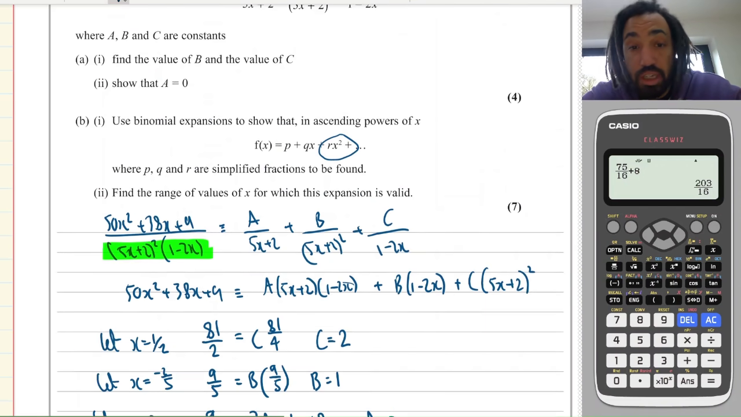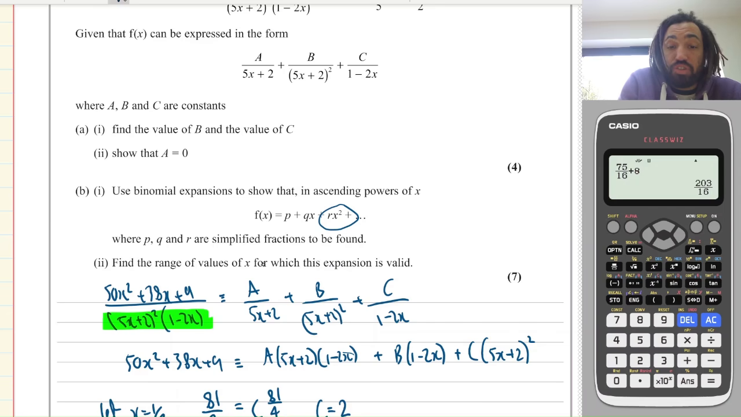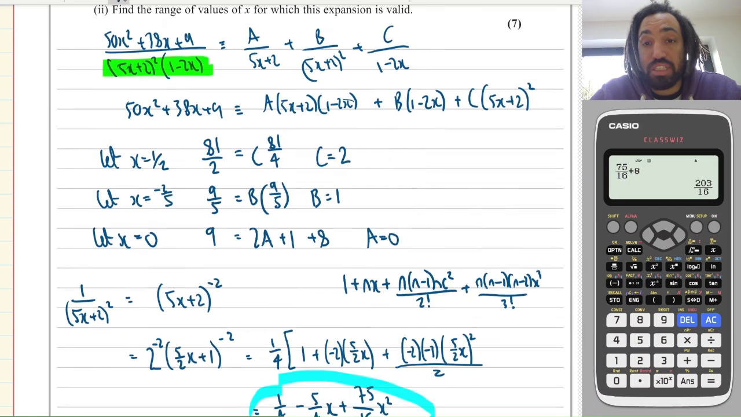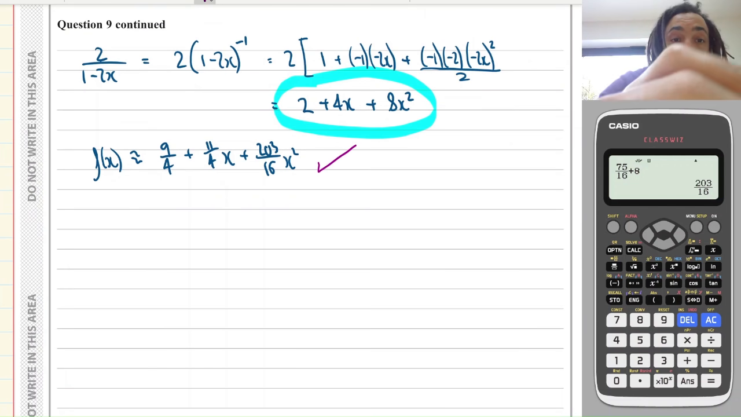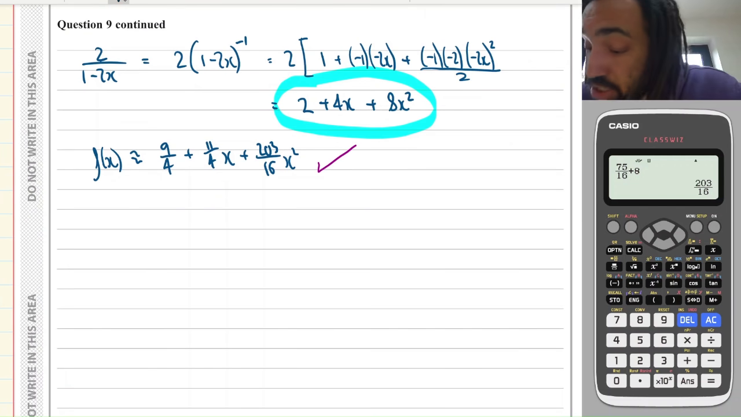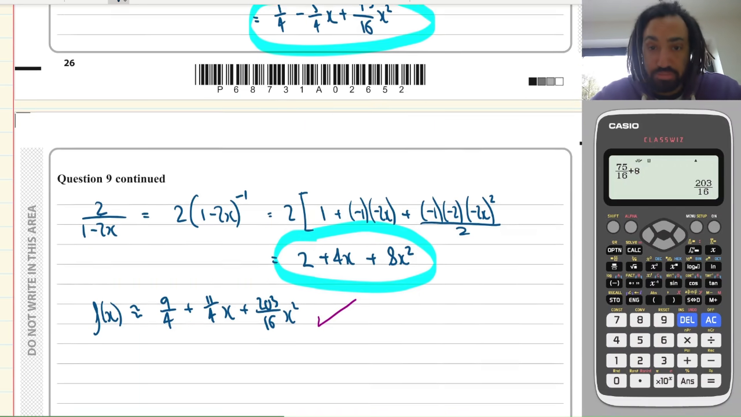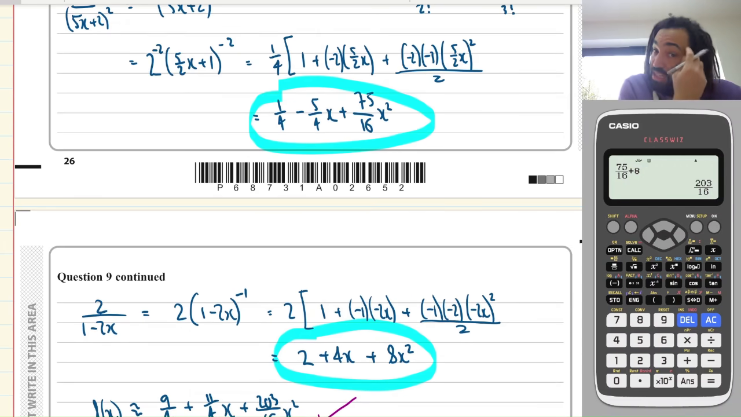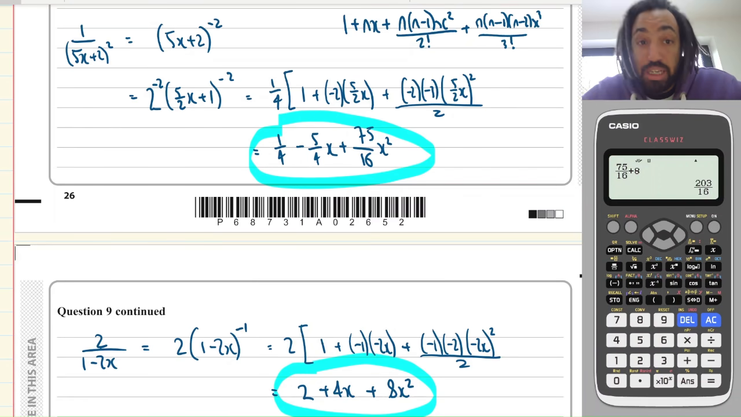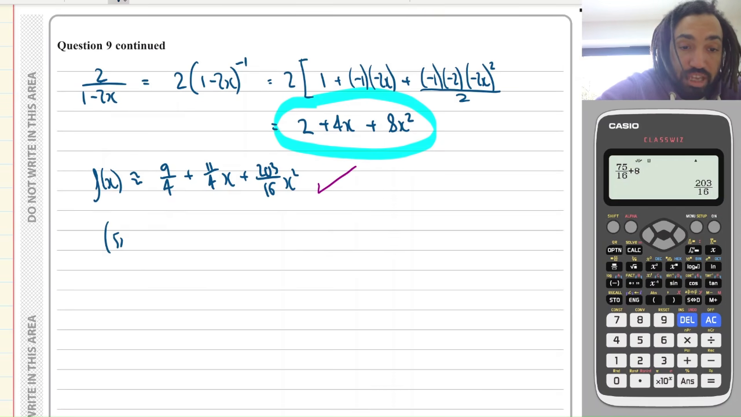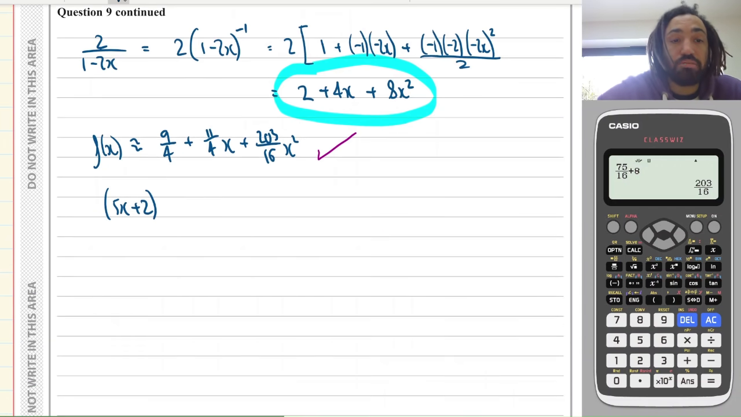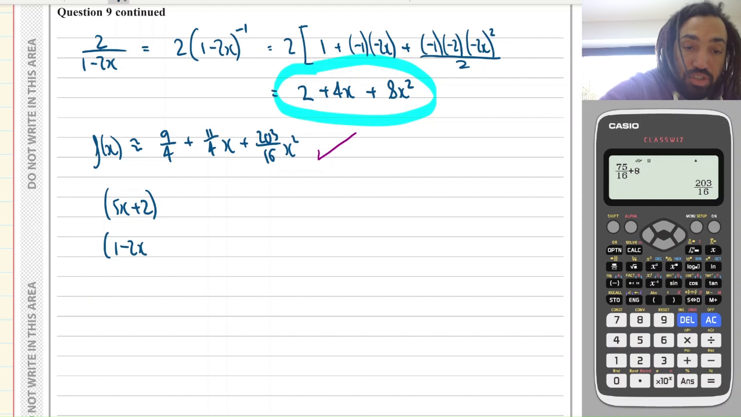I just missed the final part, and that's the range of values of x for which this expansion is valid. Okay, so this was good. I just checked the mark scheme. That is all good. And the range that the function is valid. So we need to look at what we've just expanded, and we have just expanded this 5x plus 2, and we've also expanded this 1 minus 2x.